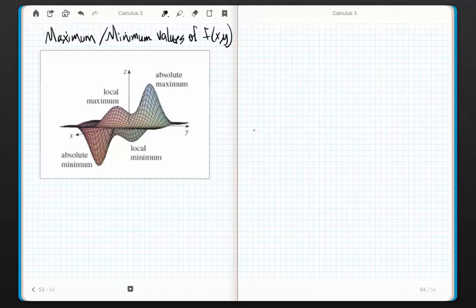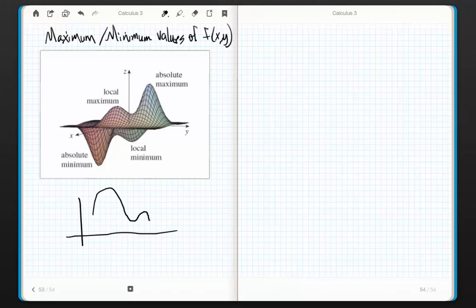Today's the extension into 3-space of maxes and mins. This is kind of a famous little diagram right here to show you what maxes and mins, and importantly saddle points, look like in 3-space. As you would expect, remember when we were in 2-space, we know what maxes and mins look like.